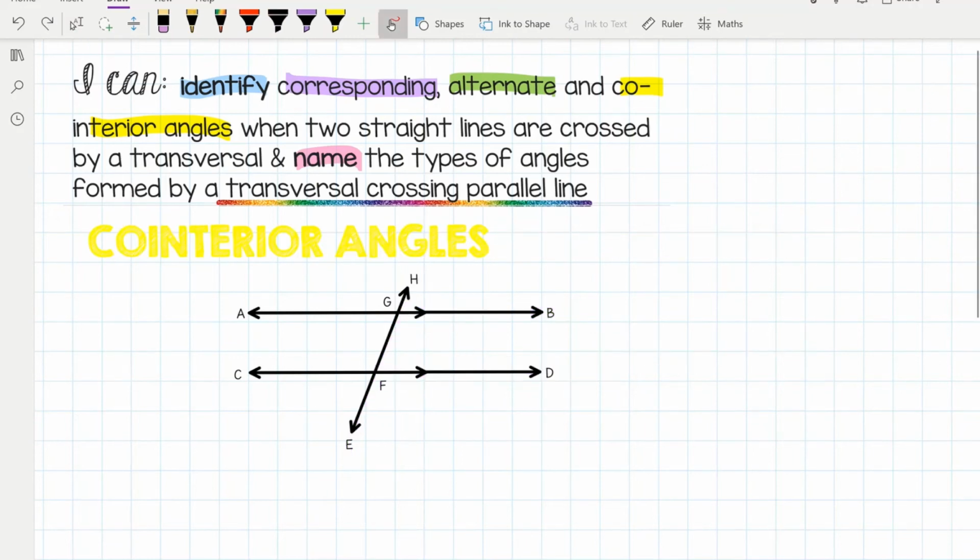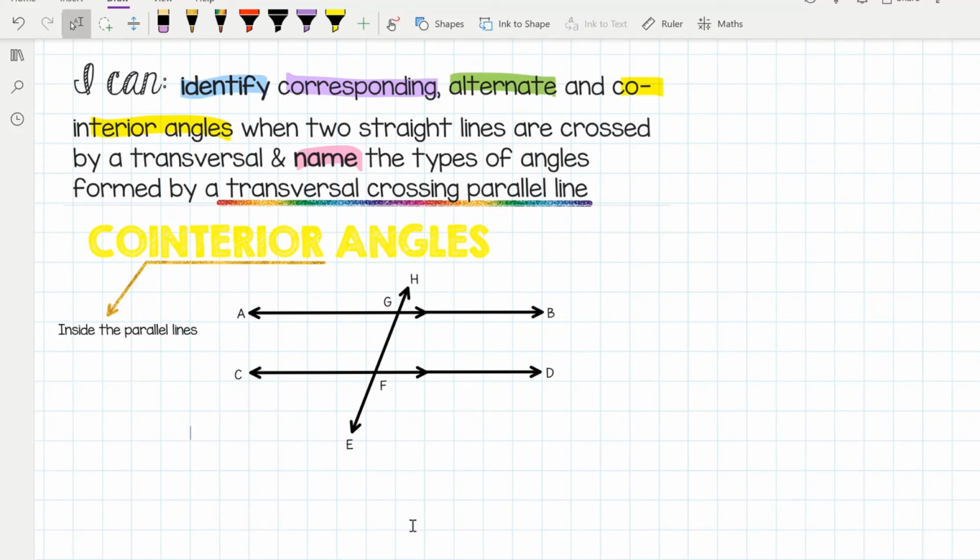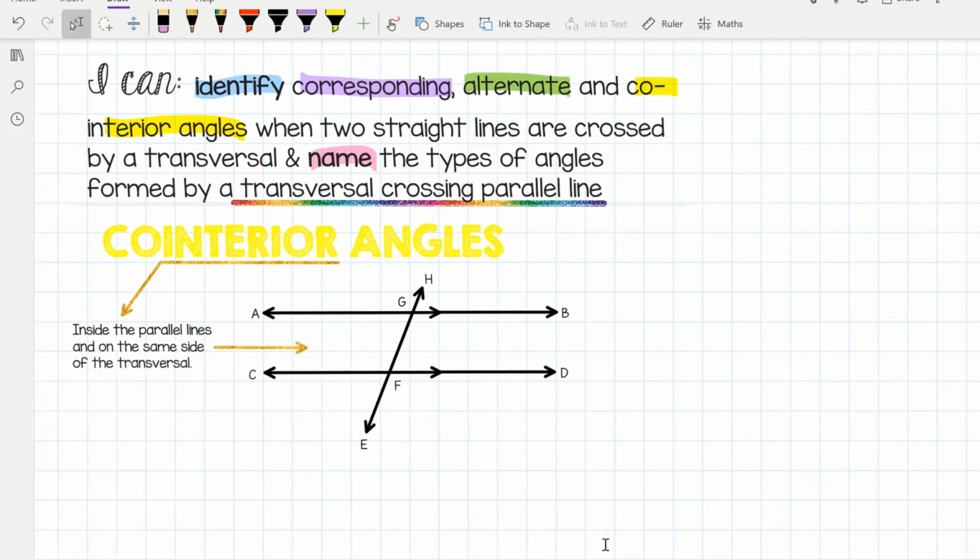The last type of angle is co-interior angles. The name itself is a clue. If we have a closer look, we can see the word interior, and interior means inside. So co-interior angles sit inside the parallel lines. Now the prefix co means together, so our co-interior angles sit inside the parallel lines and together on the same side of the transversal.